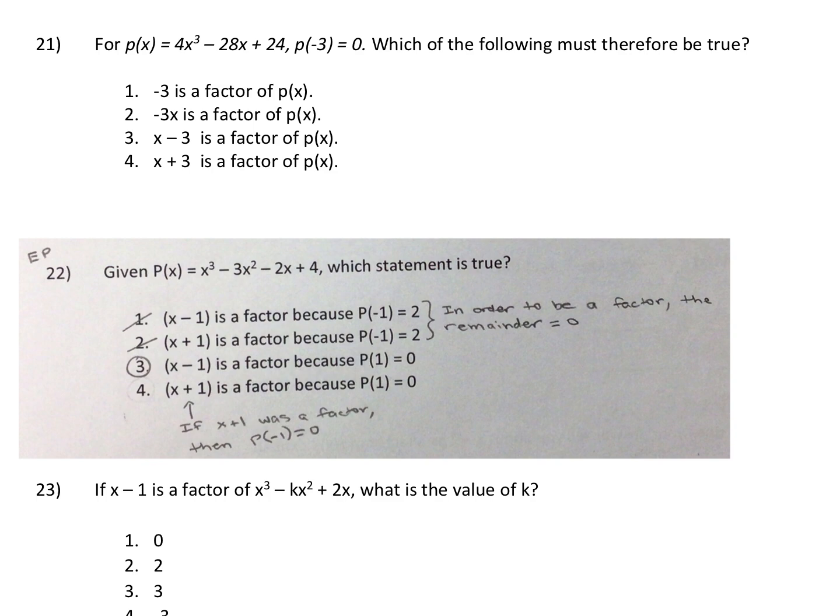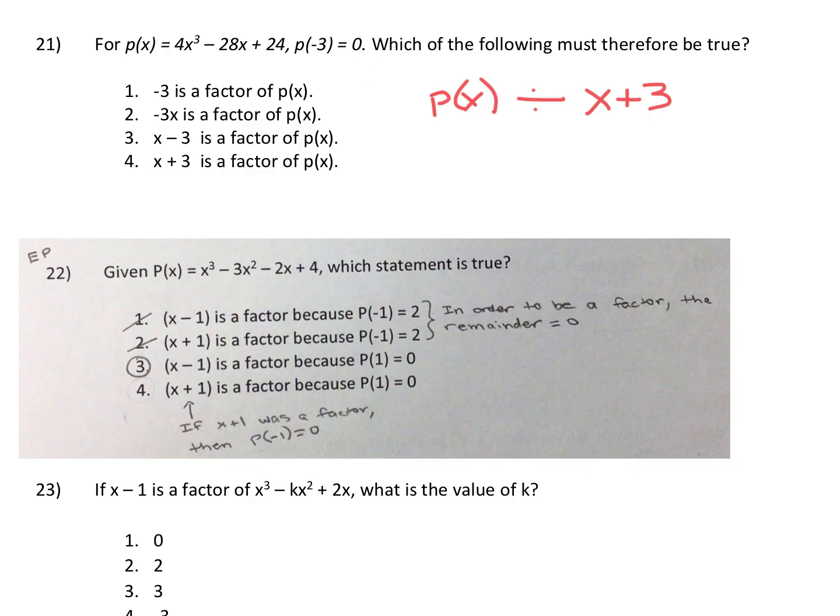Okay, so 21 is similar to the one that we just went over, but they're giving it to us in the reverse order. So they're giving us p of x, and they're saying that p of negative 3 equals 0. So if p of negative 3 equals 0, doesn't that mean that if we were to divide p of x by x plus 3, then the remainder would be equal to 0? So they're saying that if we were to divide p of x by x plus 3, there would be no remainder.